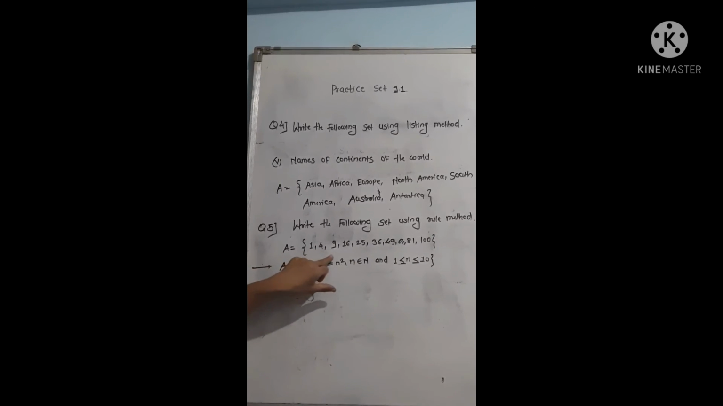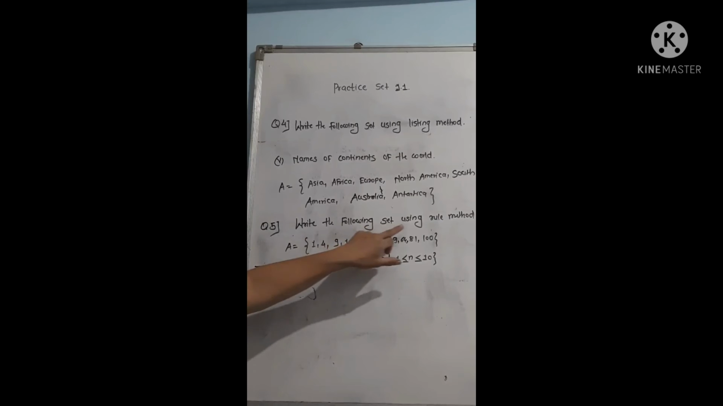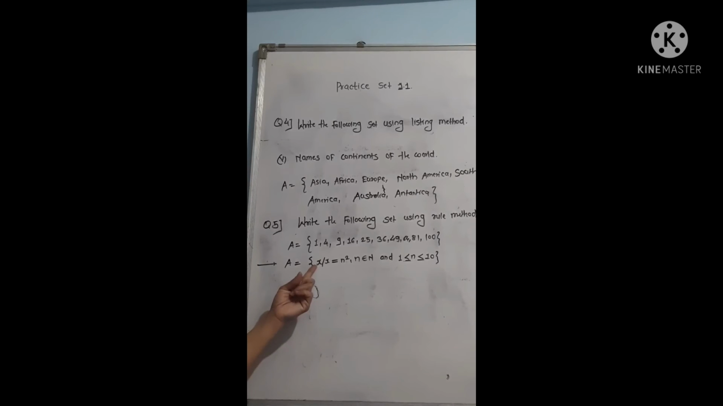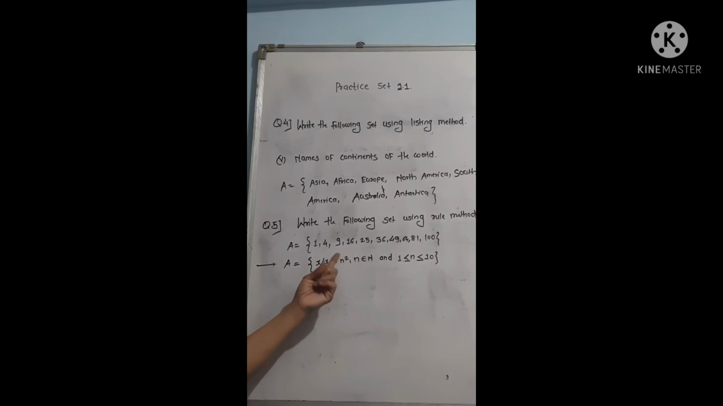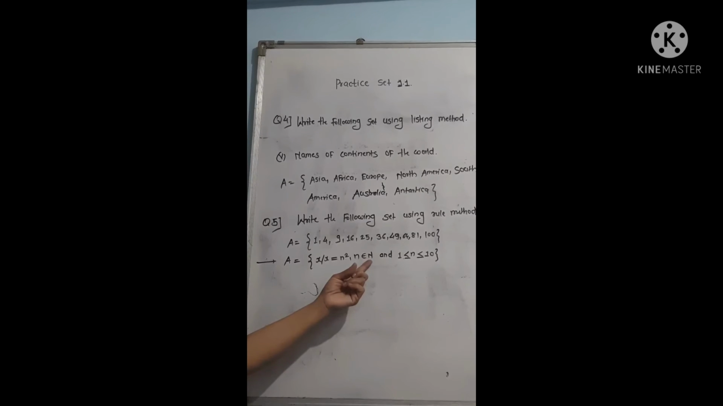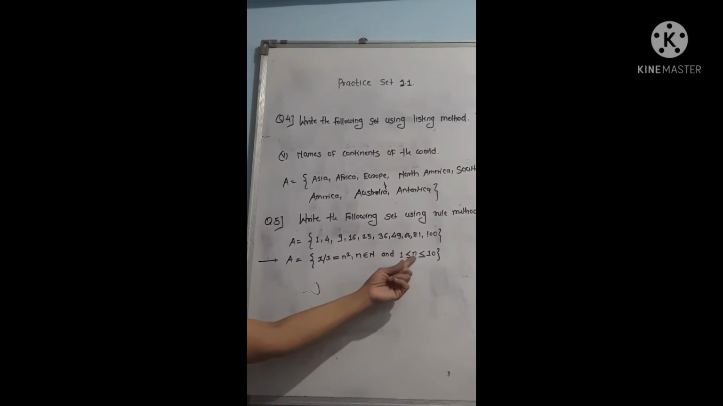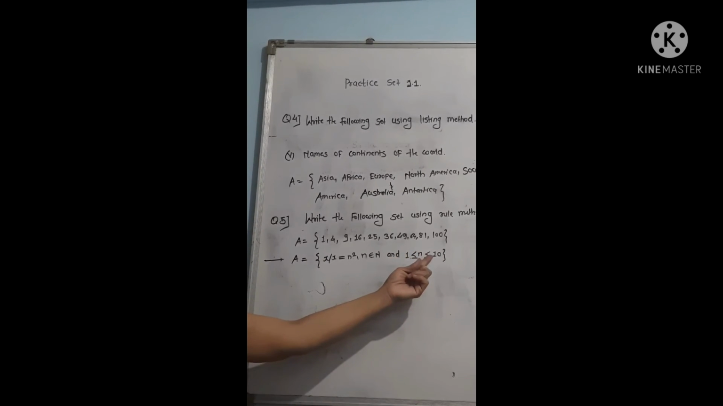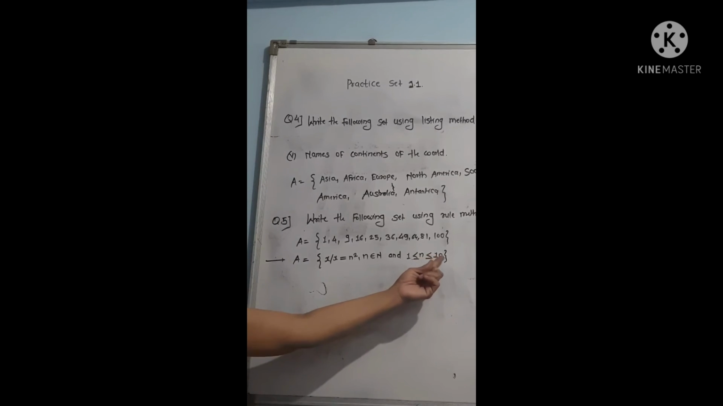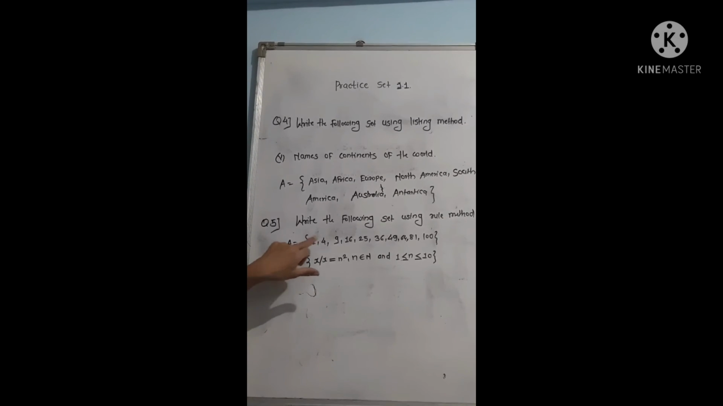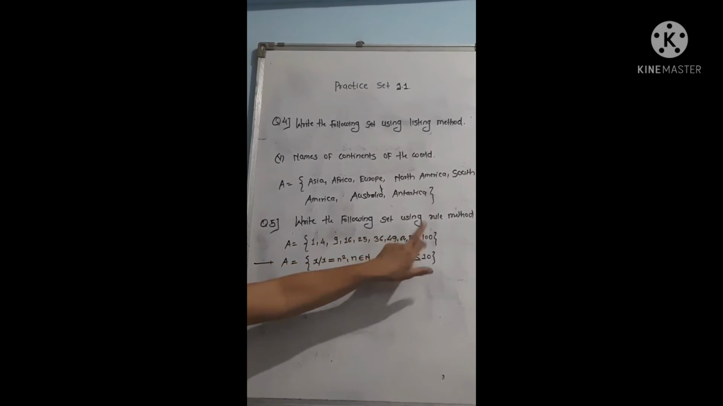So it is a square of natural numbers from 1 to 10. So you have to write this set by using rule method. So A is a set of X such that X is equal to n square, where n is an element of set N. N means natural number. And n is greater than or equal to 1 and less than or equal to 10.